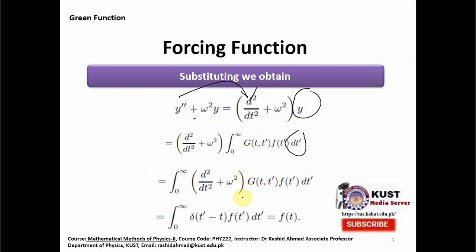But we already know that this term is equal to the Dirac delta function, and this. So you see that this green function solved the second order linear differential equation. So this is the way. It's just acting like an operator on f and putting the equation in this form.